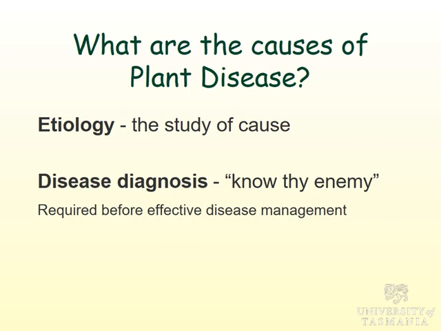Diagnosis is critical because before you can do anything about it, you've really got to understand what you're dealing with. If you don't understand not only what's the causal agent, but also how it interacts with the plant, you won't be able to devise an appropriate management strategy that's going to deal with it. So it's absolutely critical to know your enemy, to know what it is, and know how it operates, and know its secrets, and know its interactions, so you can then put barriers up to prevent those interactions.